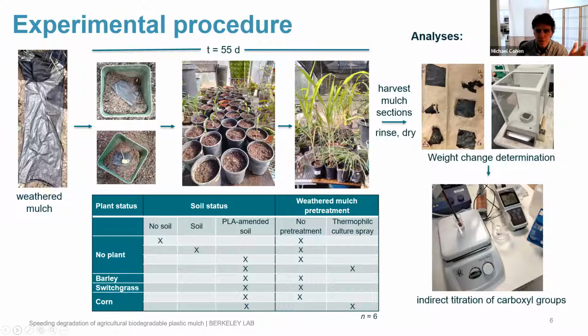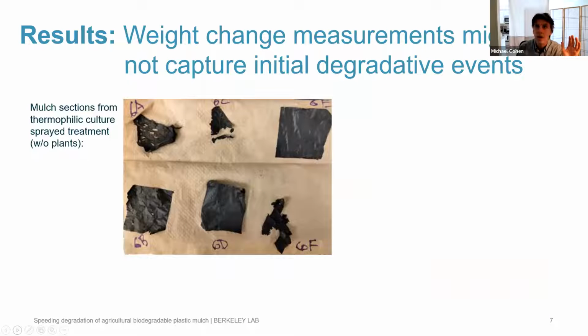As I said, simple stuff you can get a handle on. It's really just looking at weight loss over time, a 55-day experiment, mulch sections before and after, what is their weight loss, and then there's an indirect titration of carboxyl groups that requires a little explanation. Here's just sampling. We only did 6 replicates just because I wanted to test several conditions, otherwise it would become too unwieldy, but it's enough to glean some significance, and we're going to do some follow-ups with more replicates.